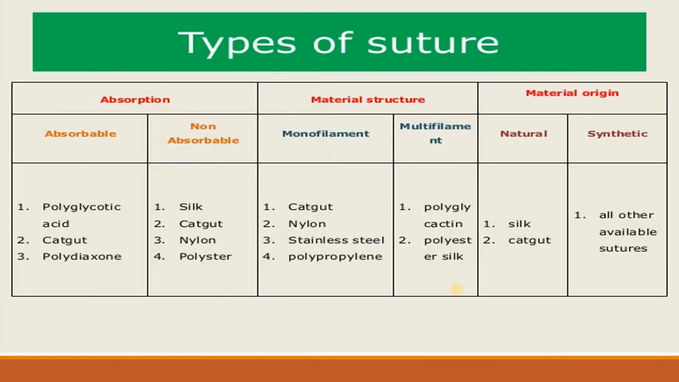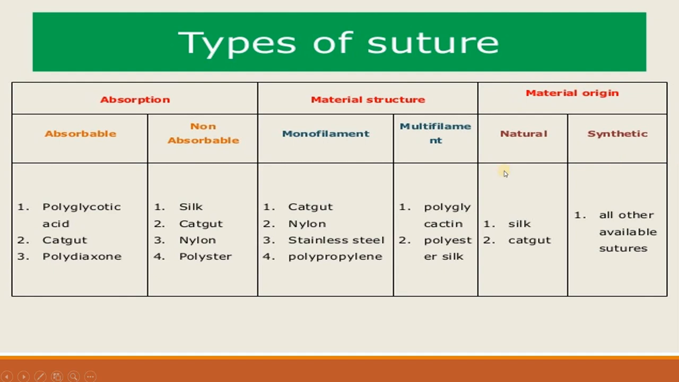Okay, next one is types of sutures. There are 3 types of sutures: absorbable sutures, material sutures, and technique origins. Okay, there are absorbable sutures. We will see 2 types: absorbable and non-absorbable. First is polyglycolic acid and gut. Second one is catgut and polydioxanone. Next, non-absorbable: silk sutures, catgut sutures, nylon and polyester.